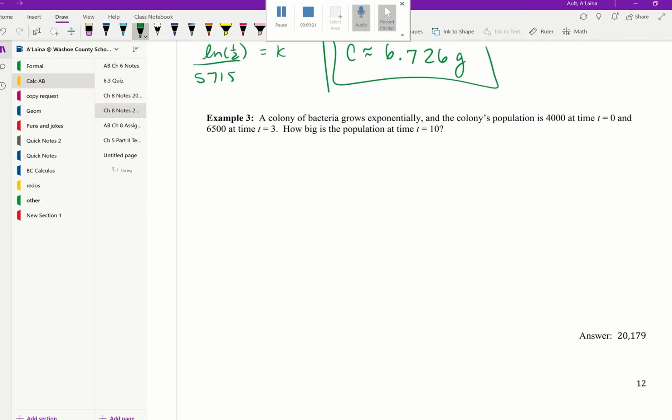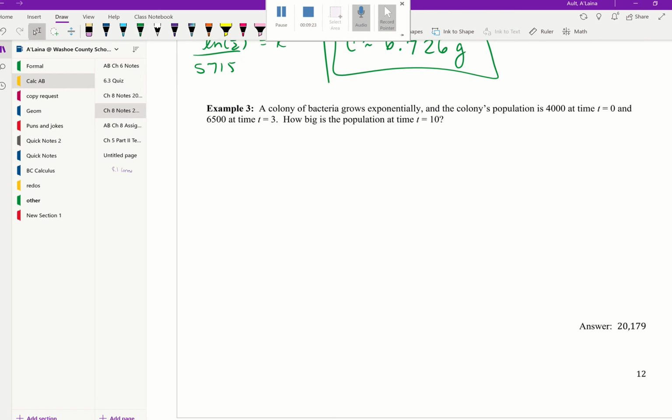Example 3. A colony of bacteria grows exponentially, and the colony's population is 4,000 at time 0, and it's 6,500 at time 3. We want to find the population at time 10.